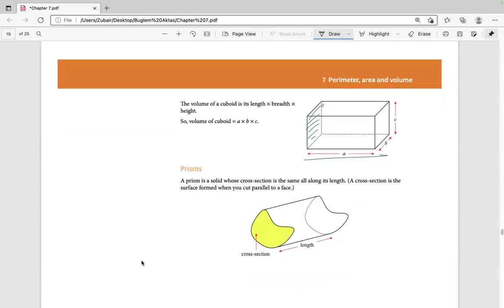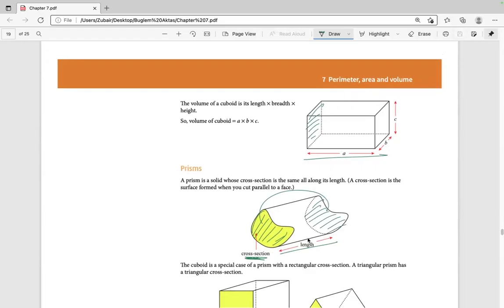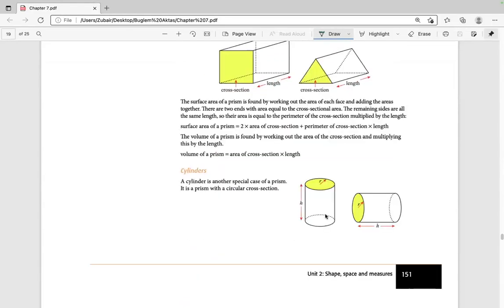If I look at this shape, now this is an irregular shape. So if this cross-section is given to me, cross-section into height, which side can we take as cross-section? The one if we have this same shape on the other end. So that's our cross-section times height. Again, cross-section into height is volume. Cylinder's cross-section is a circle, pi r square times height.